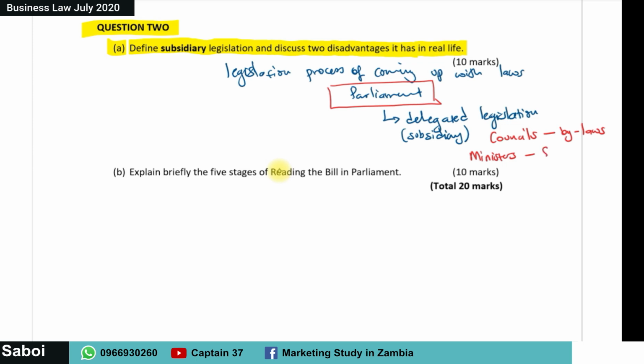Have you heard of statutory instruments? Some say SI. Statutory instruments. These are examples of subsidiary legislation.